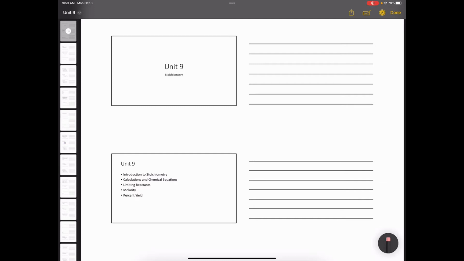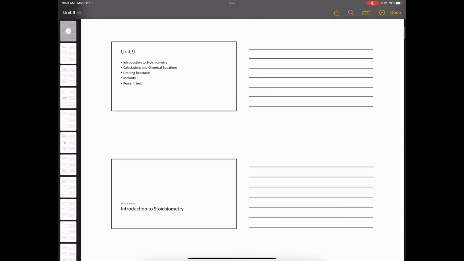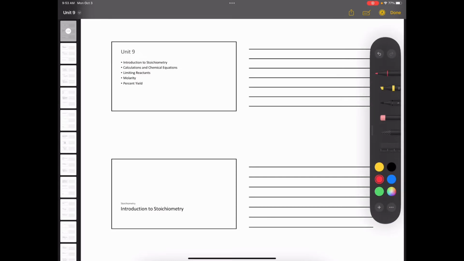So in Unit 9, we are going to cover stoichiometry. We will talk about the introduction to stoichiometry and what stoichiometry actually means, even though I believe we did very similar calculations using stoichiometry in previous units, specifically Unit 8. And then we will see how we can use the concept of stoichiometry to do calculations in chemical equations. So essentially, the first and the second one are interconnected.